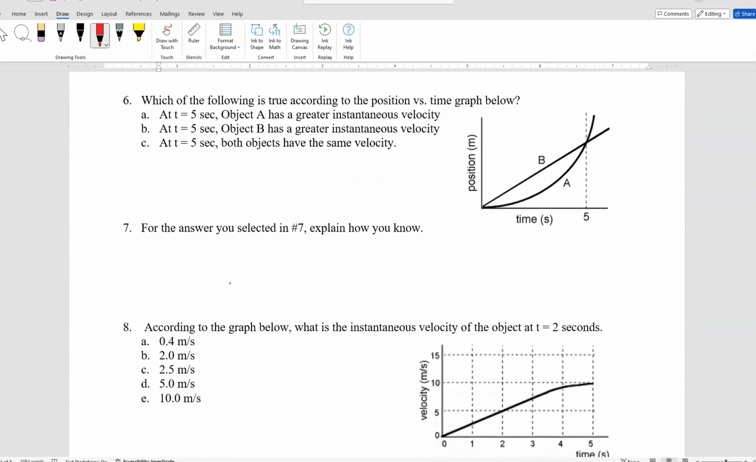Number 6, which of the following is true according to the position versus time graph below? Alright, so it's a position versus time graph. It's asking about instantaneous velocity. Velocity that's instantaneous means the speed right now, so they're talking about t equals 5 seconds. So who's faster in that region? Well, in that region I can see A's line has a greater slope, B's line has a smaller slope, which means that object A is going to have a greater instantaneous velocity. And I just kind of explained it right there because the slope at t equals 5 is greater.